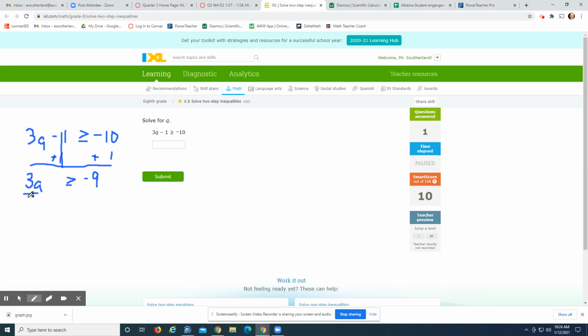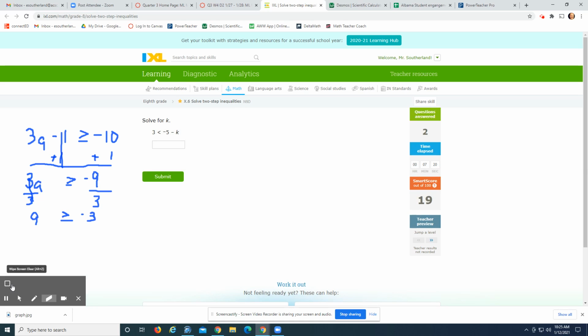And then we're going to divide both sides by 3. And the 3's will cancel. Q drops down. The sign drops down. It stays the same. Negative 9 divided by 3 is negative 3. We only change the sign when the number that we're messing with is negative. So for now, it's the same. So we could type in Q is greater than or equal to negative 3.